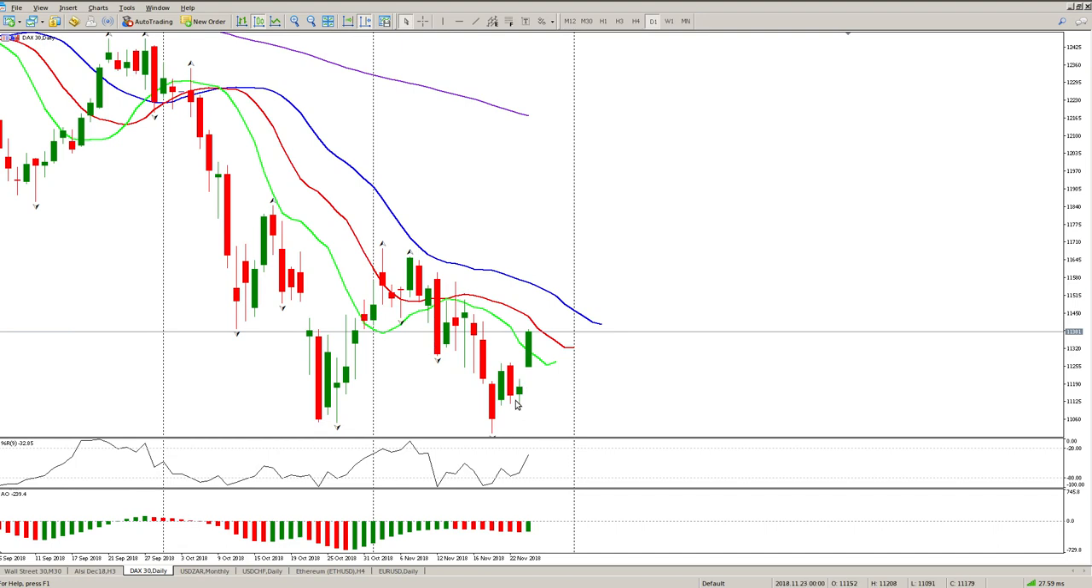So yesterday was quite an interesting day. We gapped away as expected, and we powered through the level that I was expecting us to find resistance at. The net result is we've got a fairly bullish candle. So we gap away in a solid green bar.